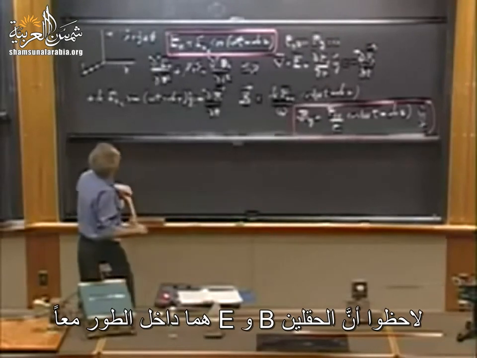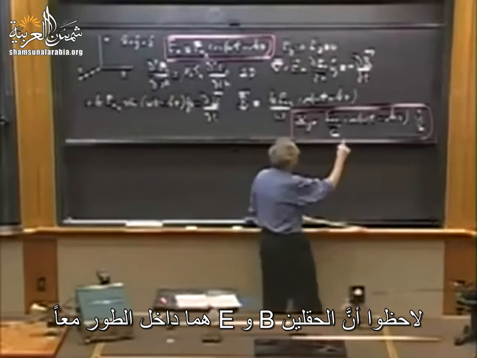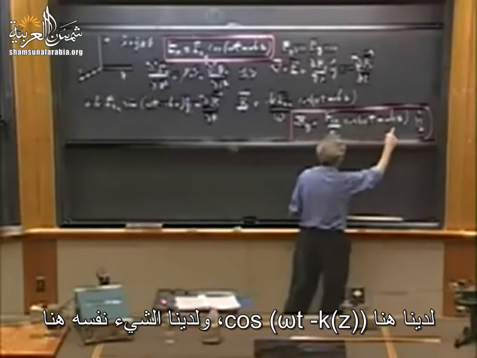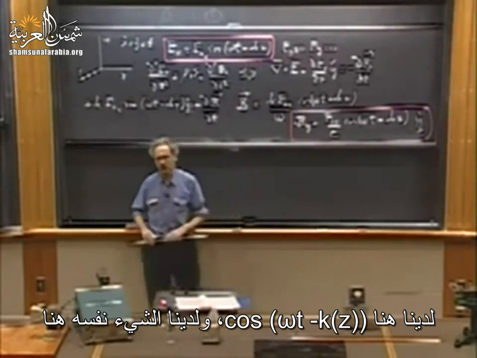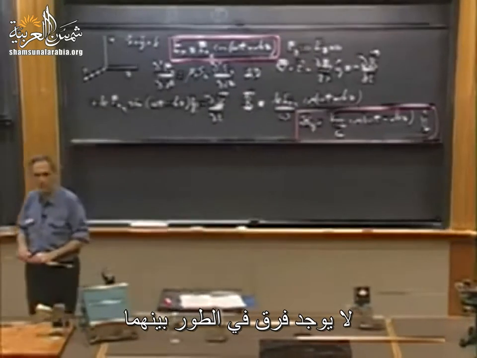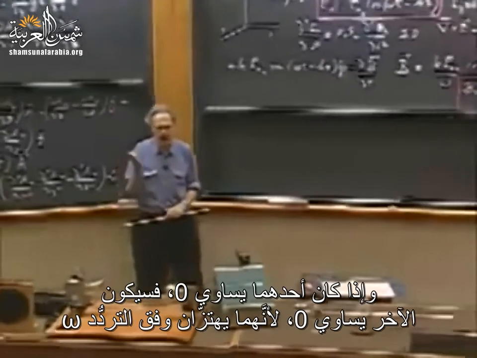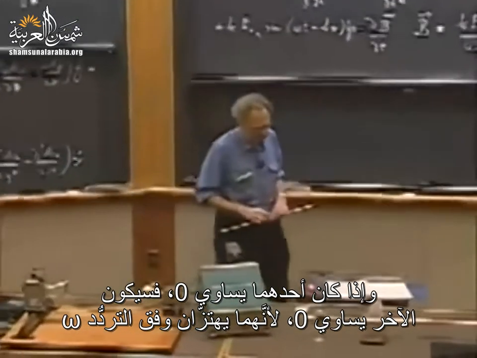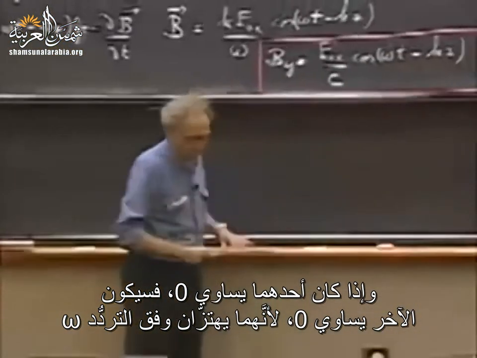Notice also that the E field and the B field are in phase with each other. You have here cosine omega t minus kz, and you have the same here. There is no phase difference between them. That means if one reaches a maximum, the other reaches a maximum, and if one is 0, the other is 0, because they oscillate with that frequency omega.